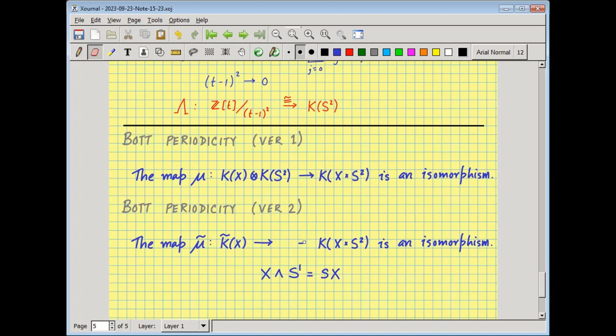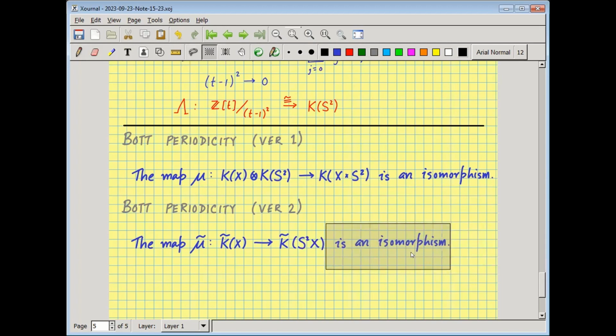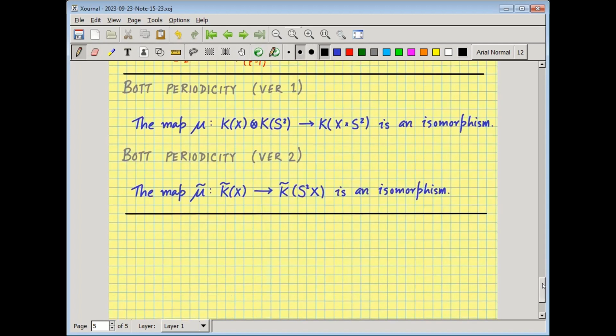Okay. So I'm going to rewrite this statement. I'm just explaining why the statement that I'll write down should make sense. This will go into k tilde of the double suspension of x. And this is an isomorphism. Okay, great. So I'm claiming that version 1 implies version 2 because the point is there's an obvious isomorphism between k tilde x and k tilde x tensor k tilde S2. You simply take a class and multiply it with gamma minus 1, and then if mu is an isomorphism, mu tilde is an isomorphism. So that basically proves that version 1 implies version 2.